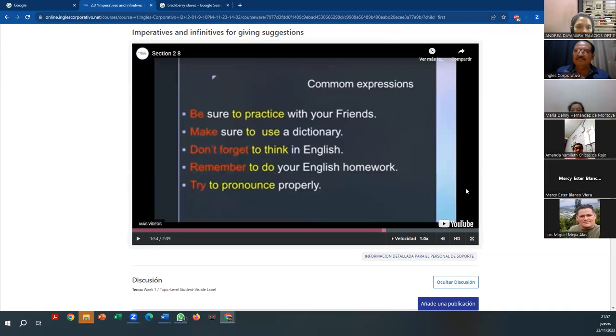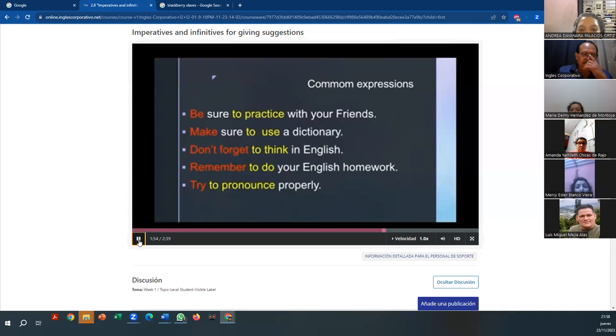Okay, these are expressions that I use a lot, right? As a teacher, I give you instructions. For example, be sure to practice, make sure to use, don't forget to think, don't forget to speak English, don't forget this, okay? Remember to do your English homework. Try to pronounce properly, try to practice every day. It's different if I say, Byron, don't forget to think in English. If I say, Mercy, remember to do your English homework. Dayanara, try to pronounce properly. Okay, Maria, be sure to practice with your friends. Then I'm more specific with the person, right? But in this case, it's only in general. Okay, I say, don't forget to think in English. This is for everybody. Okay. Mark, try to pronounce properly.